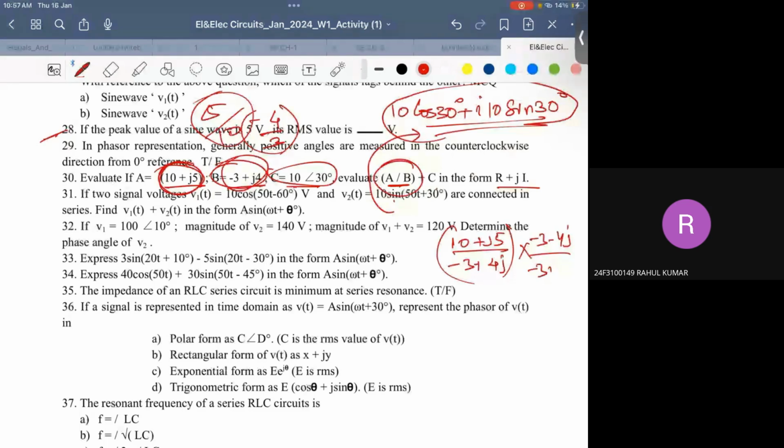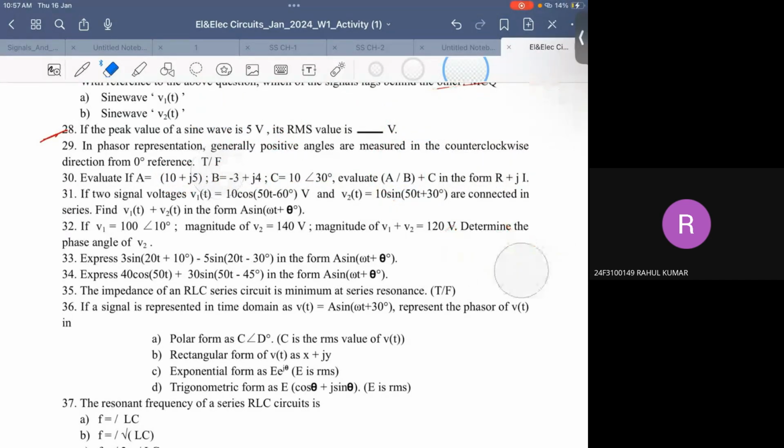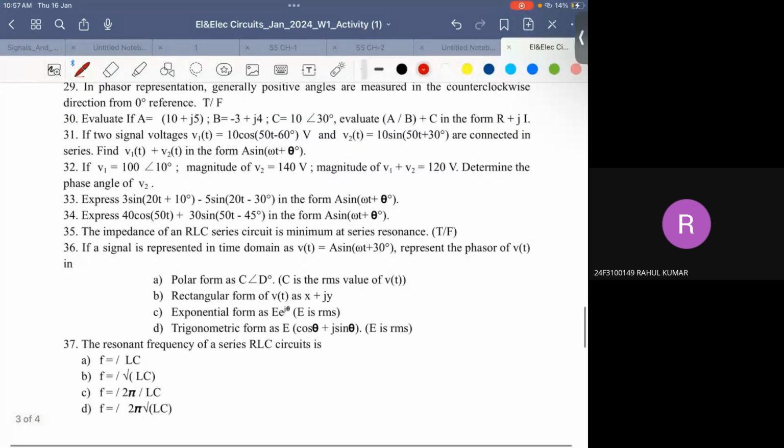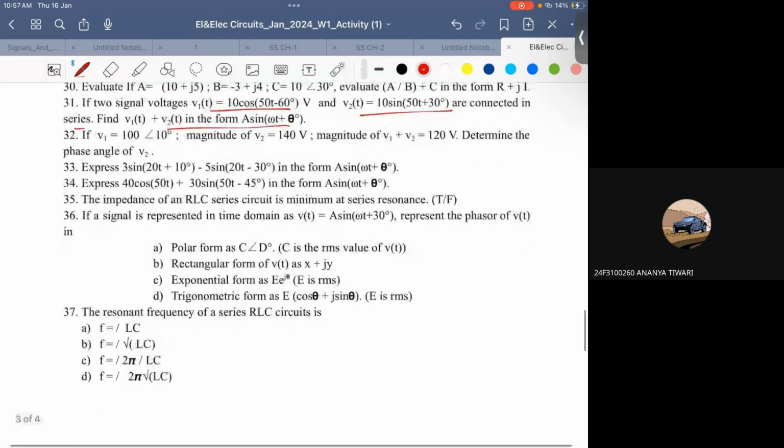What about the next one, the 31st one? How will you solve the 31st? You have been given two signals, right? V1 and V2 have been given and connected in series. Okay, this is simpler. What about the next question? We can express this.